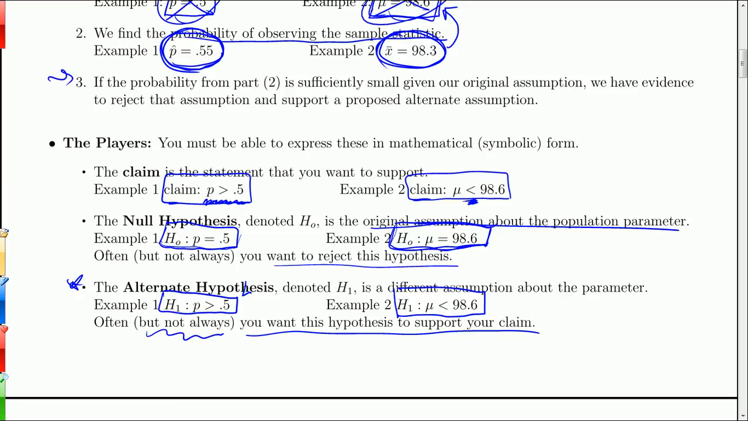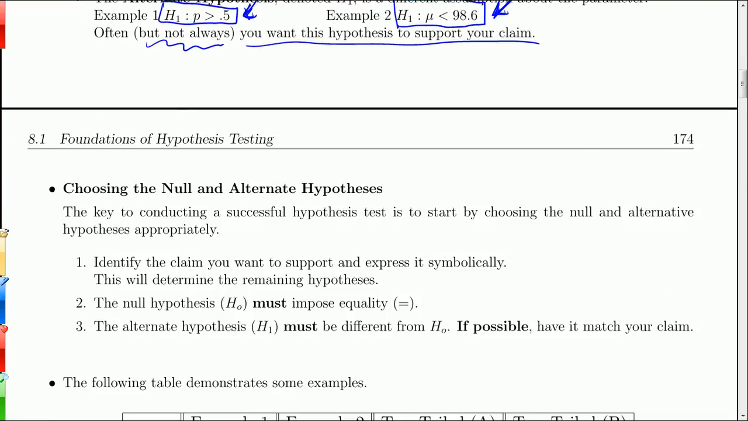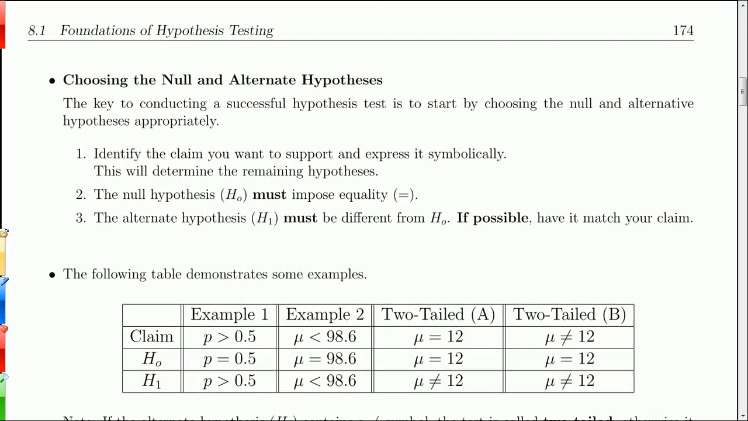It's worth noting, for clarity, that in this case the alternate and the claim are the same. That's often the case, but not always. There are exceptions. We have three players: the claim, the null hypothesis, and the alternate hypothesis. Choosing these is critical. There's a lot of math we'll be doing in a second, but setting up these hypotheses correctly is so critical, because if you don't get it right, you wind up lost, wandering through the woods.